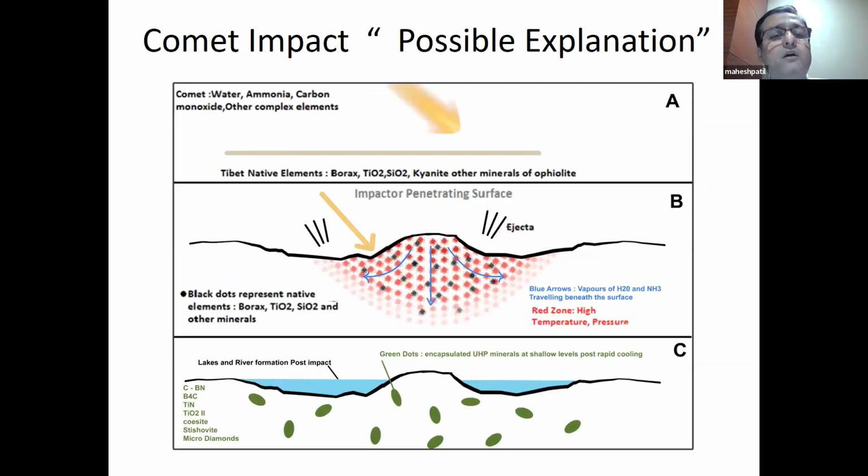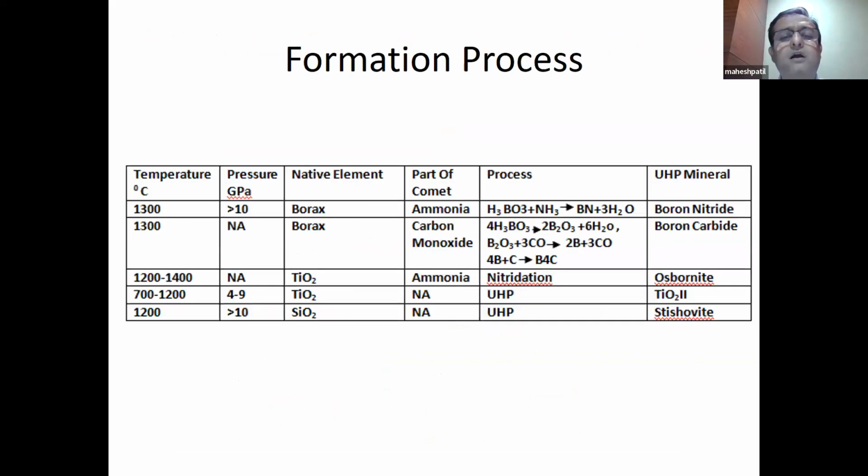Comets consist of water, ammonia, carbon monoxide, and other complex elements, whereas Tibet has borax, TiO2, SiO2, kyanite; all these minerals are available. Impact definitely creates this temperature and pressure condition of 1300 degrees centigrade with pressures in excess of 10 GPa, or going up to 15 GPa as well. Borax reacts with the ammonia of the comet, forming cubic boron nitride. That's the simplest explanation available. Comets are also a source of carbon monoxide, which results in the formation of boron carbide.